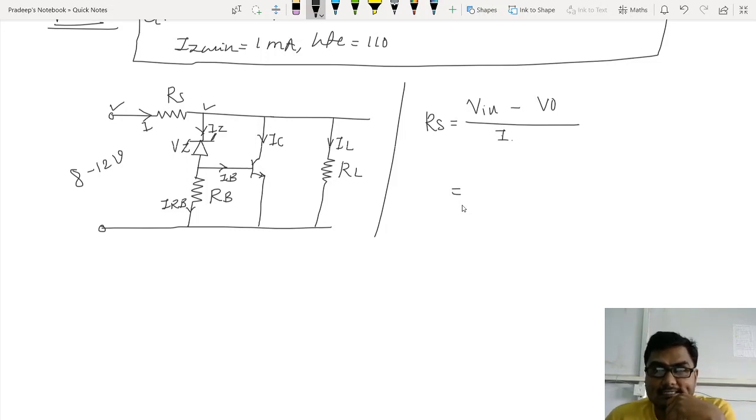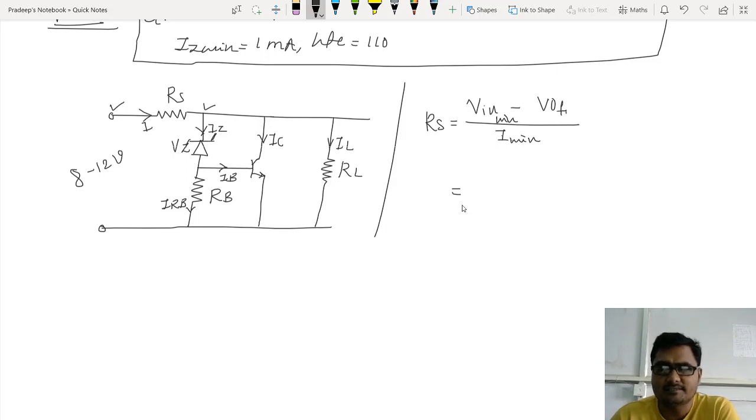Now what should be the value of RS? The value of RS should be maximum. We have studied that the series resistor connected in series with the input voltage must be of maximum value. So RS is always maximum. To get RS maximum, I need to put the current minimum. So when will the current be minimum? When the input voltage is minimum, the current will be minimum.